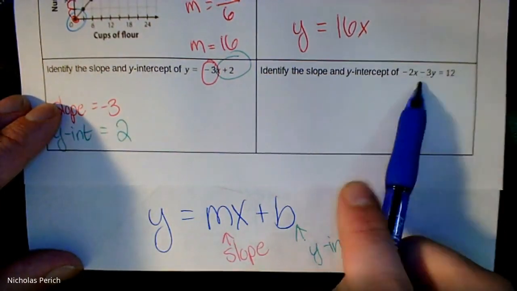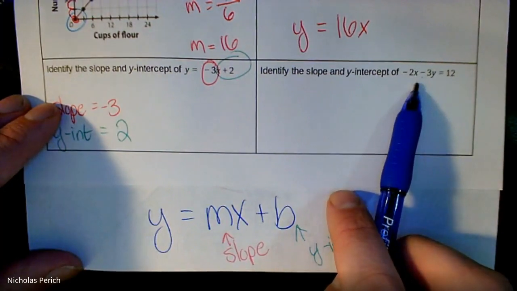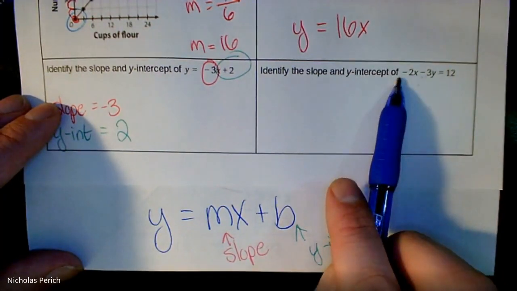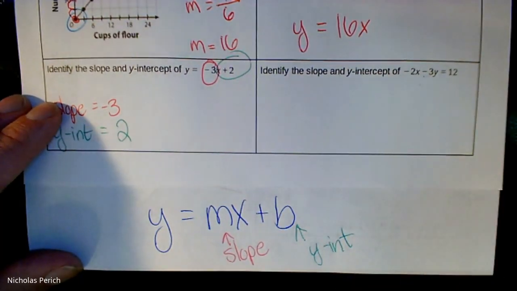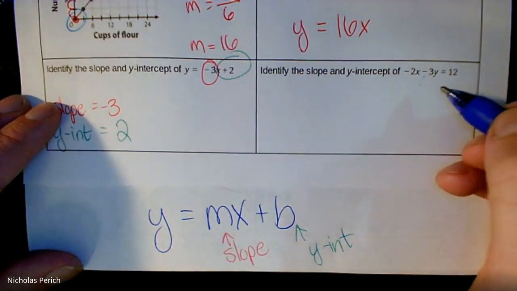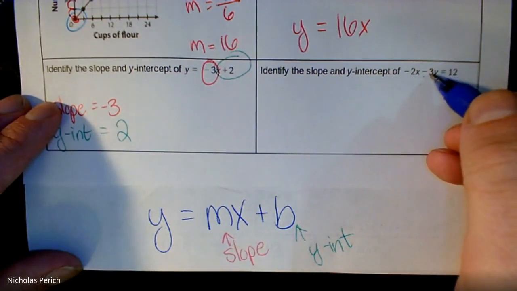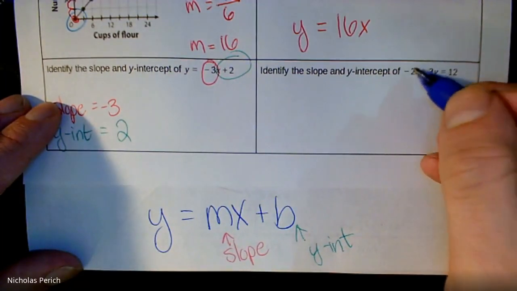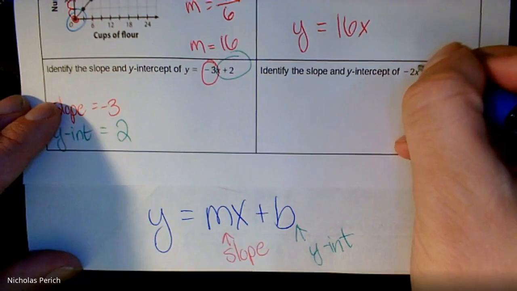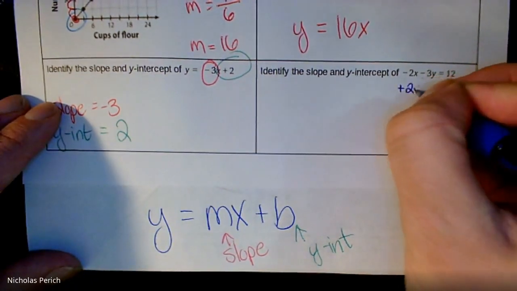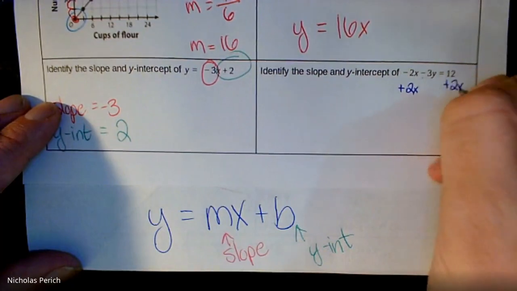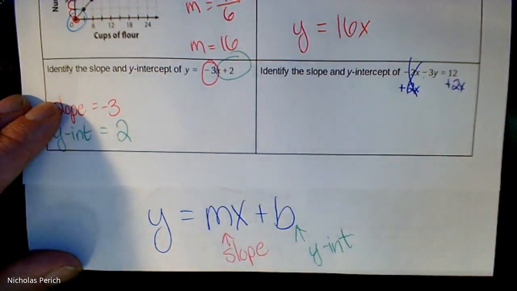Uh-oh. Looks like y is not all by itself over here. So I have -2x minus 3y equals 12. I have to get y all by itself. The first step that I'm going to do is get rid of this whole guy that's floating around by itself. I'm going to add 2x to both sides.